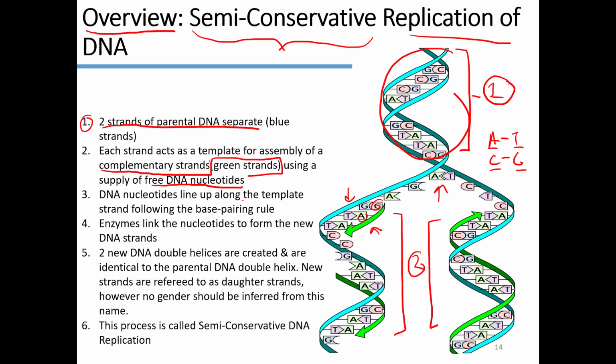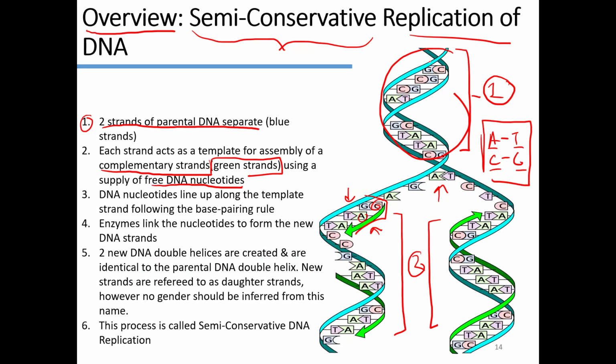DNA nucleotides line up along the template strand following the base pairing rule. Again, this is our base pairing rule here: A goes with T, and C goes with G. Then enzymes link the nucleotides to form new DNA strands, connecting all these pieces together to lock them in. Now two new DNA double helices are created that are identical to the parental DNA helix. New strands are referred to as daughter strands. However, no gender should be inferred from this name.